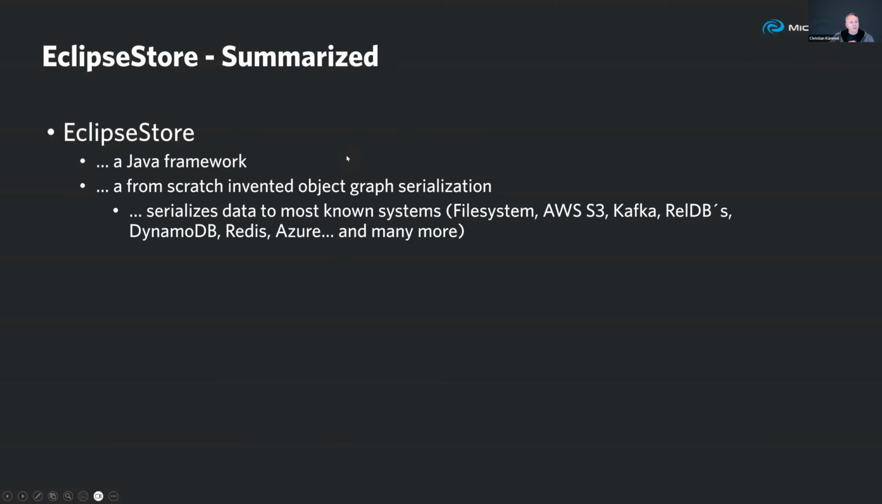So it's a framework. From the basic thing, it's a from-scratch invented object graph serialization. That means it's totally newly invented, so we do not use the Java serialization at the end. It's our own serialization. That enables us to serialize data to most of the known file systems, for example the normal hard disk, AWS S3, Kafka, relational databases are also possible, DynamoDB, Redis, and so on. You will be able to serialize your data wherever you want. At the end, it's only a binary blob, I would say.